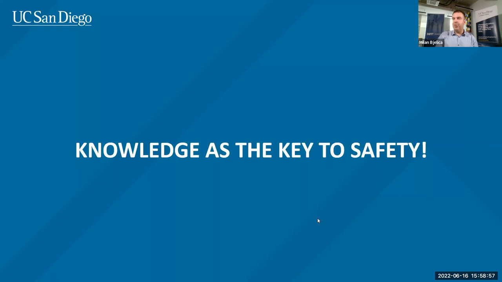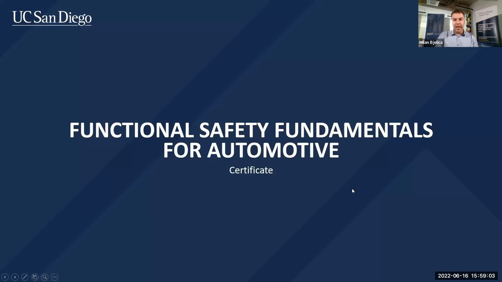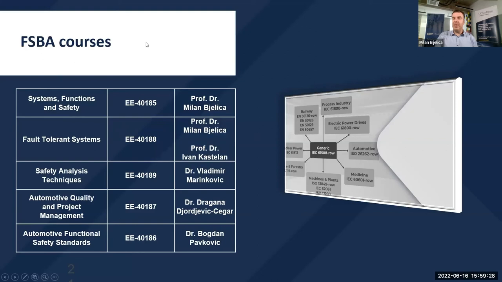I will give you a few words here, and then we are going to jump to Q&A that we will start in a few minutes as scheduled, and then we'll also answer the questions that pop up in the chat. Functional Safety Fundamentals for Automotive is the certificate that now runs for the second year by the UCSD. It consists of five courses in this FSBA round. These courses are going to teach you in detail what I was discussing today in this webinar.